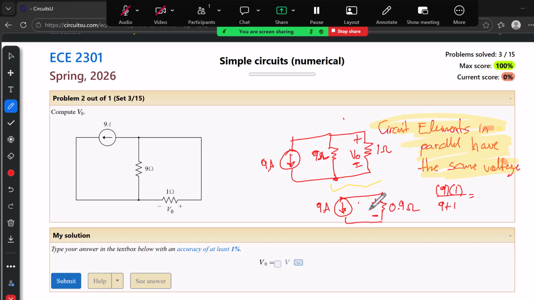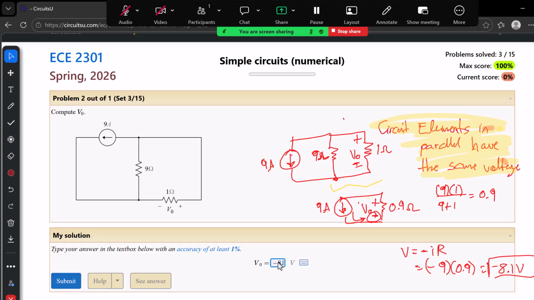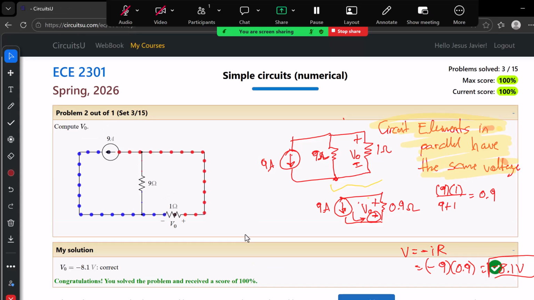And notice the current here, I'm sorry, the voltage, right? And the current enters the negative terminal. So our voltage by Ohm's law is going to be V equals minus I times R. In this case, it's going to be minus 9 times 0.9. So we get negative 8.1 volts. So this is another way, by simplifying resistors in parallel. It only works with 2 resistors in parallel. Let me put in the answer here, which is going to be negative 8.1 volts, and then we submit, and it's correct.